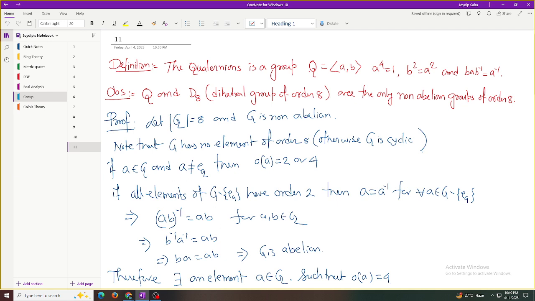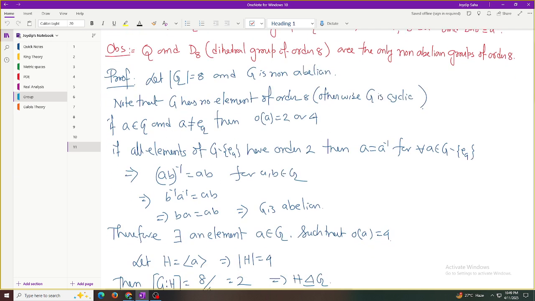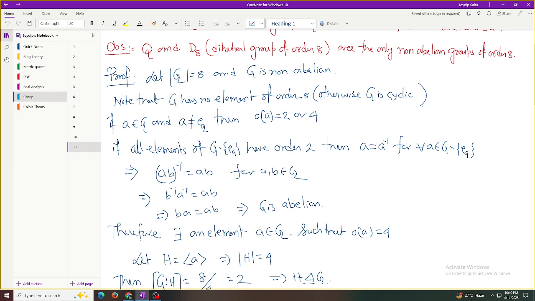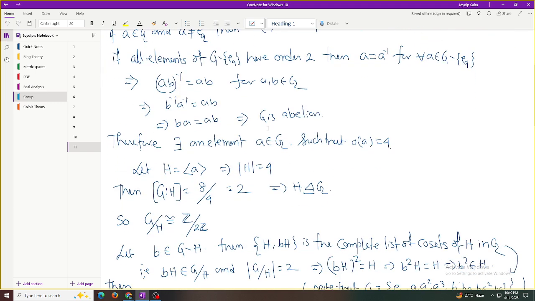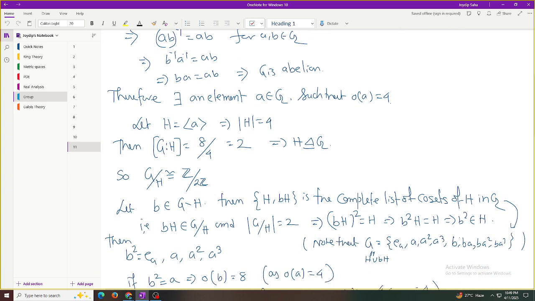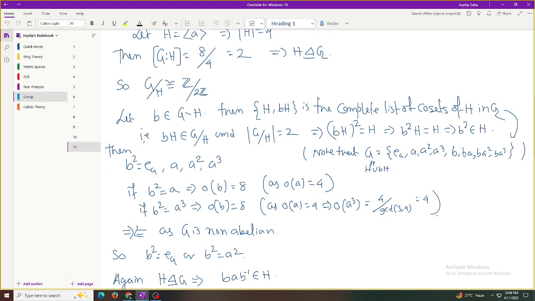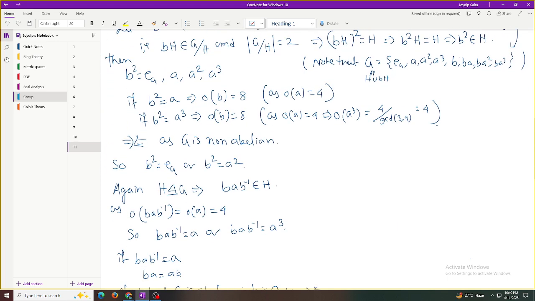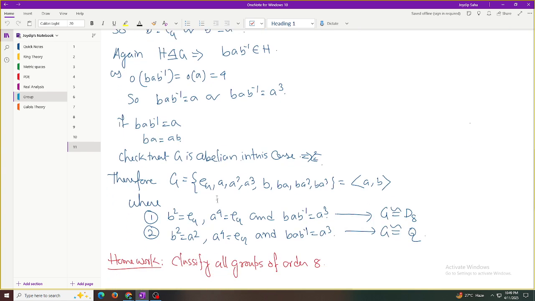So all non-abelian groups we have proved this way: if there is an element of order 8, then it is cyclic. So each element has order either 2 or 4. If all elements have order 2, then it is abelian. So there exists an element of order 4. Then G mod Z is isomorphic to Z mod 2Z because it is cyclic of order 2, and we have shown that G is either D8 or the quaternion group. Okay.